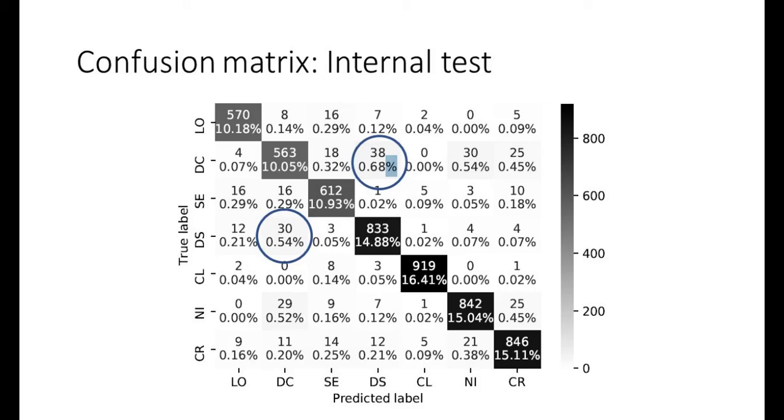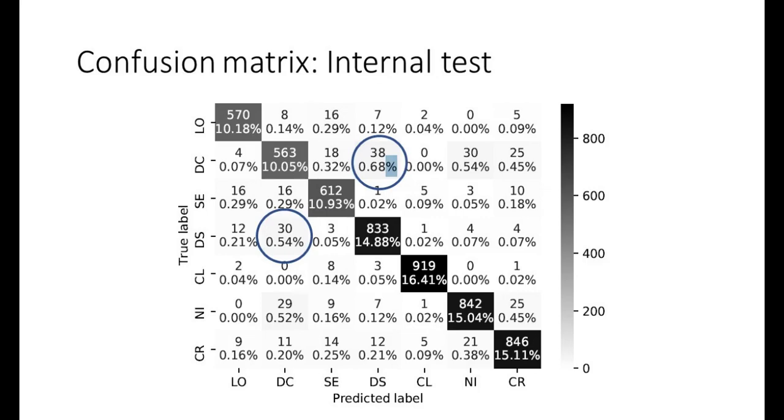To better understand the classification errors, we also plotted the confusion matrix for the best performing ensemble model on the internal test set, to understand which labels make the model struggle. Each cell in the confusion matrix indicates the number of samples predicted as the corresponding column label which have the true row label. For example, 570 in the top left cell indicates that 570 samples in the internal test set have been classified as LO, where LO is the true label.